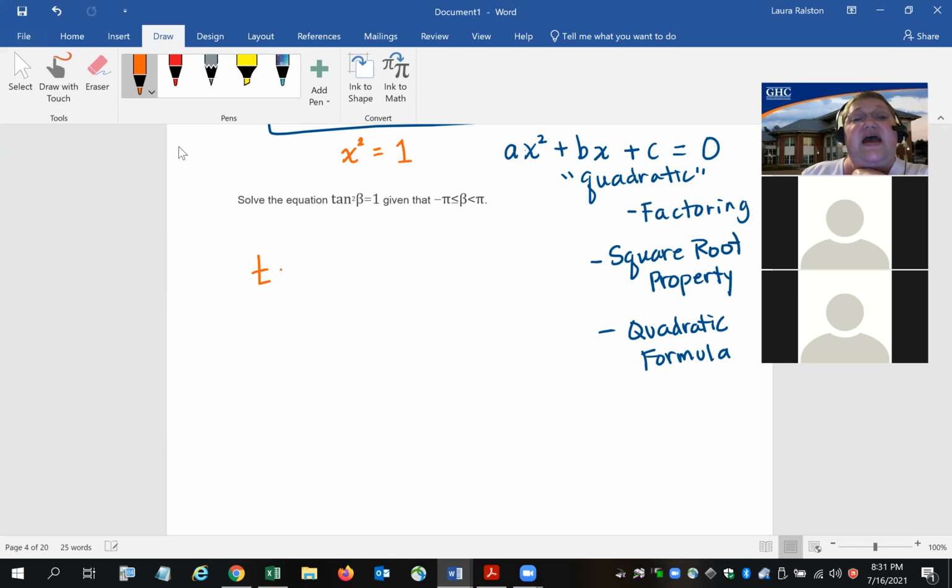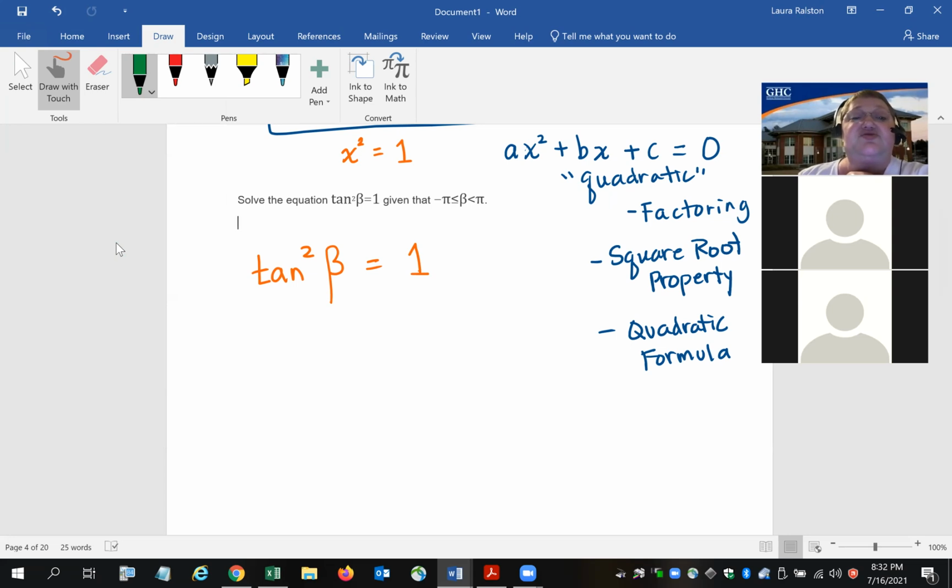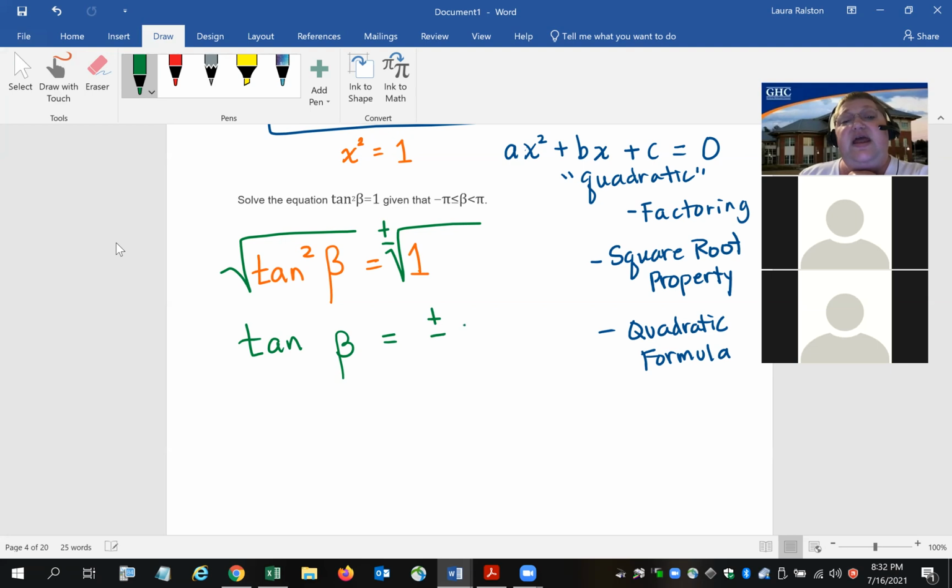We know that in order to eliminate a square, we can take the square root of both sides. So that's what I'm going to do. Now remember, it could be positive or negative. So I have the tangent of beta equals positive or negative 1. I'm going to write it separately so that you realize that's two possibilities. Tangent beta could be negative 1 or tangent beta could be 1.